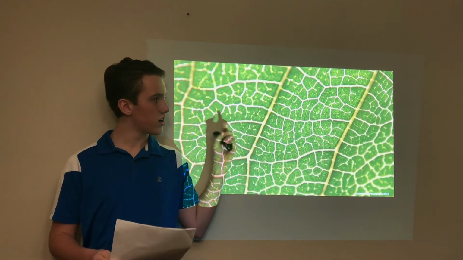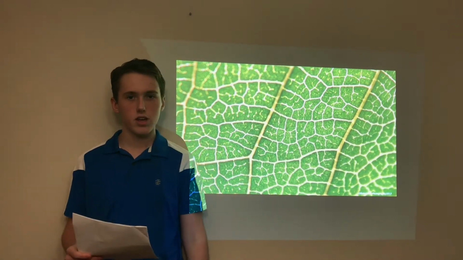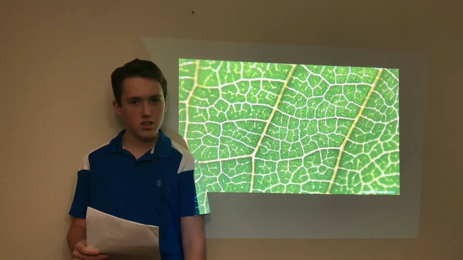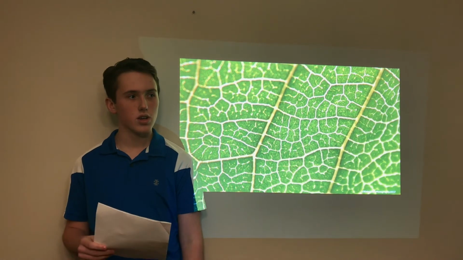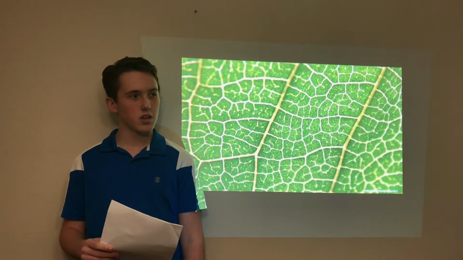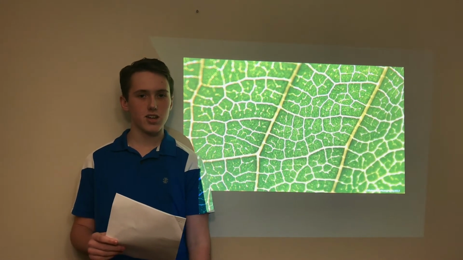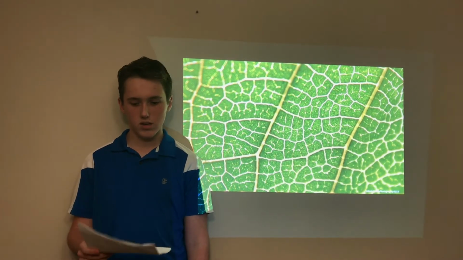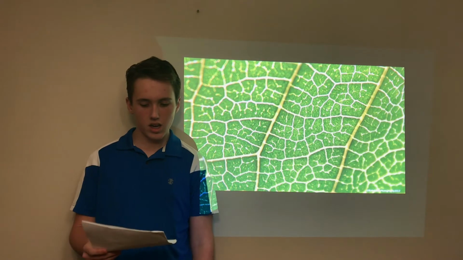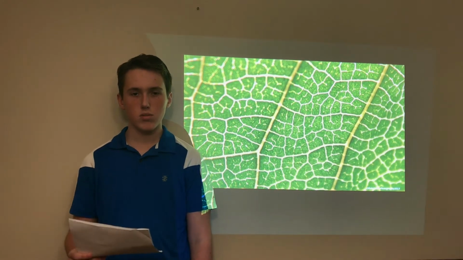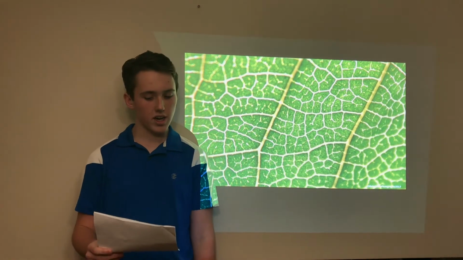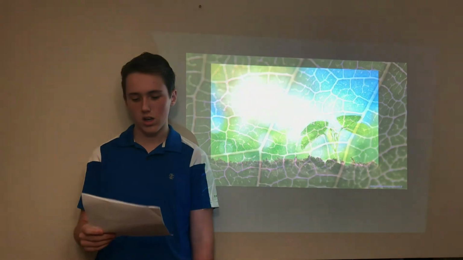As you see here at this close-up of a leaf, the leaf is made up of cells. These cells have hard cell walls. Also, you may notice that the cell and the leaf are green. That is because of the chlorophyll. In order to make food, plants need three things: sunlight, carbon dioxide, and water.